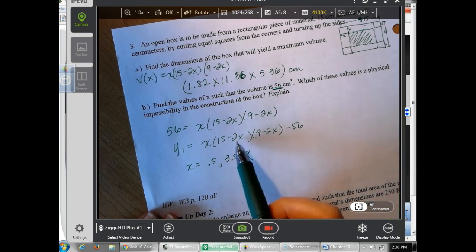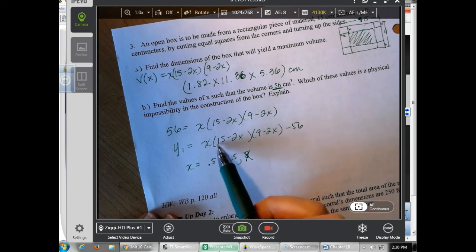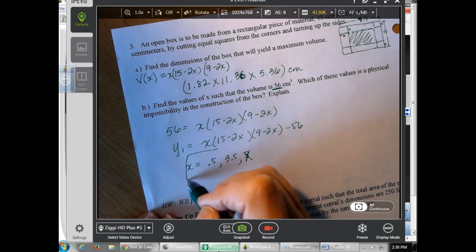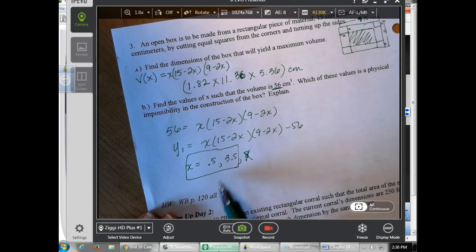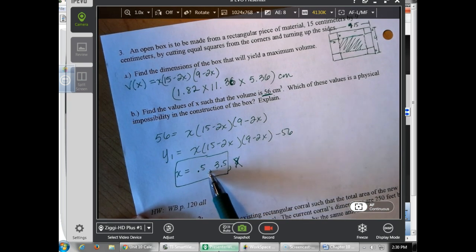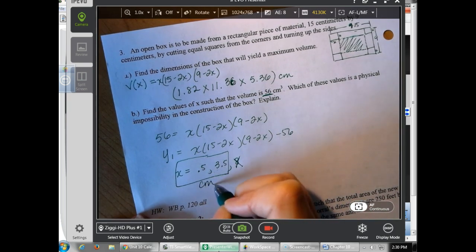But the 3.5 will work here, and it will also work here, because 3.5 times 2 is 7. So 15 minus 7 is positive, 9 minus 7 is positive. So your two possible x values that could give you a volume of 56 cubic centimeters would be 0.5 and 3.5, and those would be in centimeters.